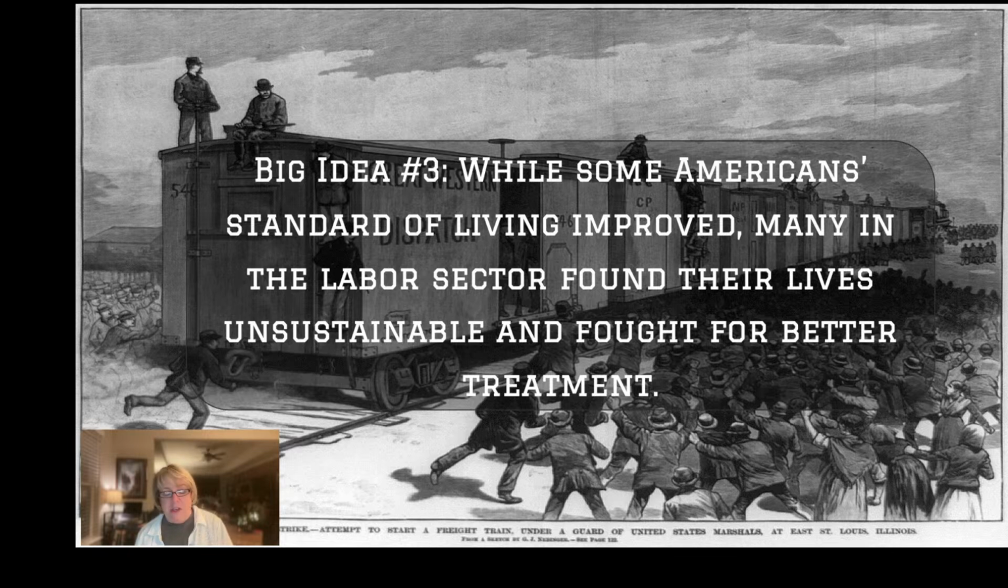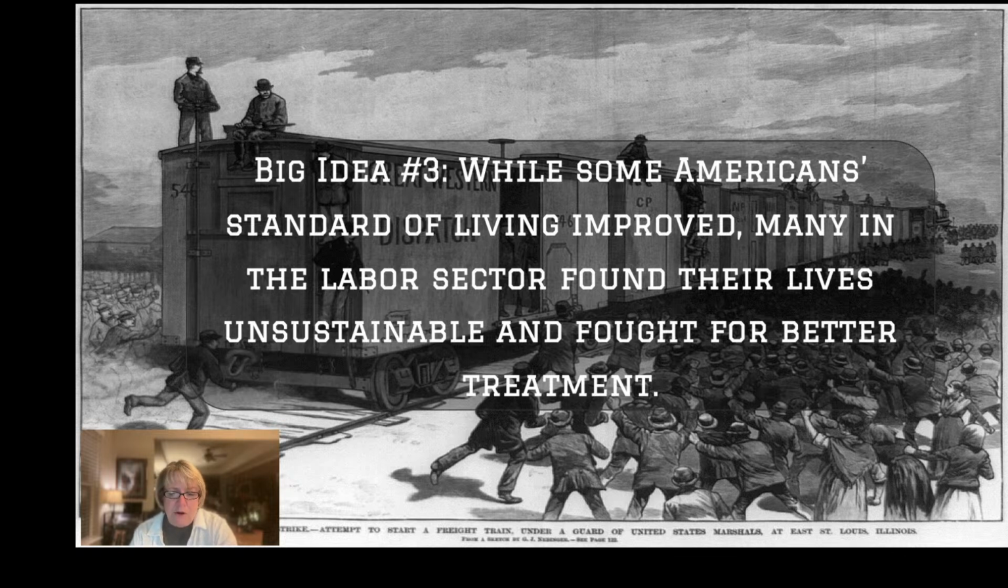You also had the American Federation of Labor. The American Federation of Labor, they're going to be a craft union. So you had to have a specific skill in order to be in that union. These are the two big ones you need to know.